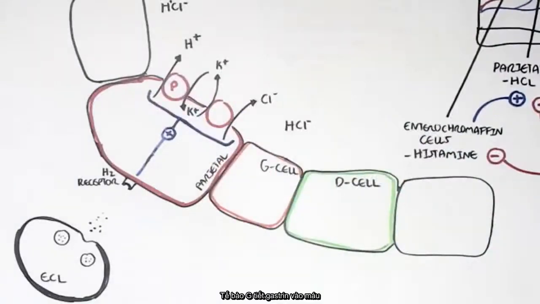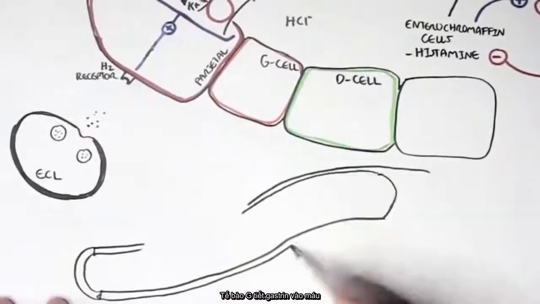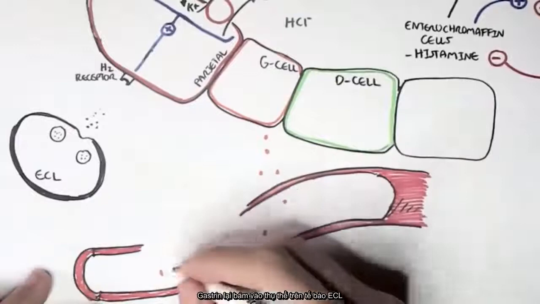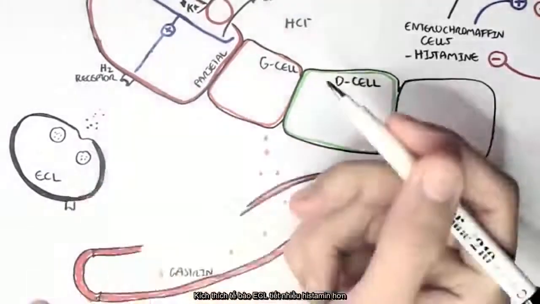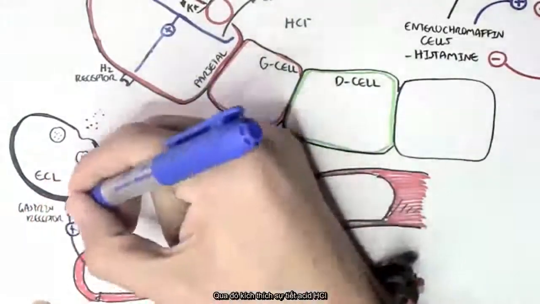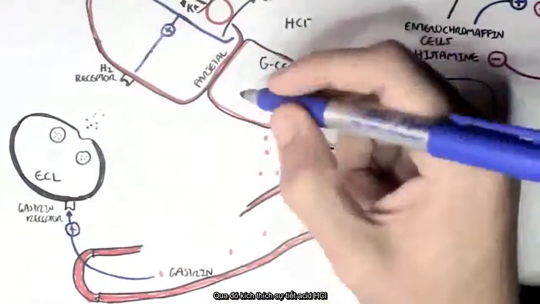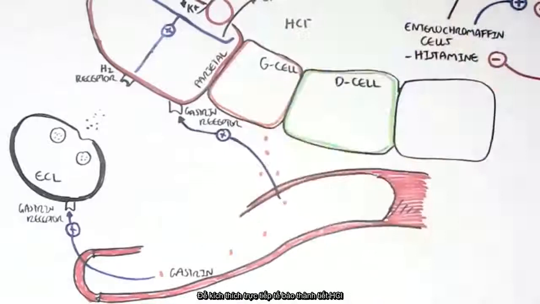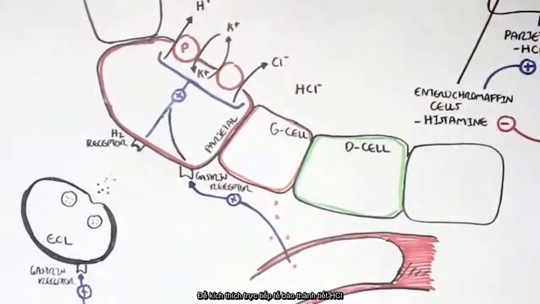The G cells, which are endocrine cells, will secrete gastrin into the bloodstream. From here, gastrin will bind onto gastrin receptors on ECL, which will stimulate histamine release, which will then stimulate hydrochloric acid secretion by parietal cells. Gastrin will also bind onto gastrin receptors on parietal cells, which will stimulate hydrochloric acid secretion.